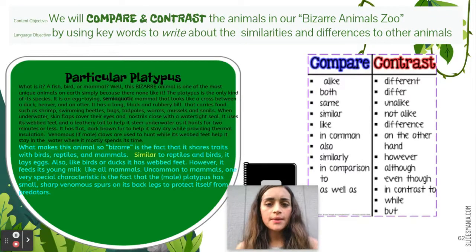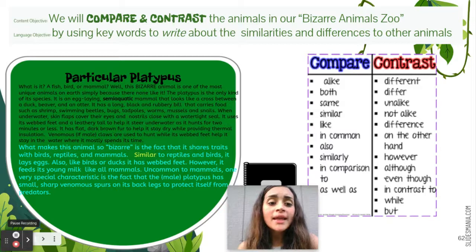I wanted to show you an example of what my animal sign looks like when I used keywords to compare and contrast the similarities and differences between platypus and other animals. What makes this animal so bizarre is the fact that it shares traits with birds, reptiles, and mammals. Similar to reptiles and birds, it lays eggs. Also, like birds or ducks, it has webbed feet. However, it feeds its young milk like all mammals. Uncommon to mammals, one very special characteristic is the fact that the male platypus has small, sharp, venomous spurs on its back legs to protect itself from predators.